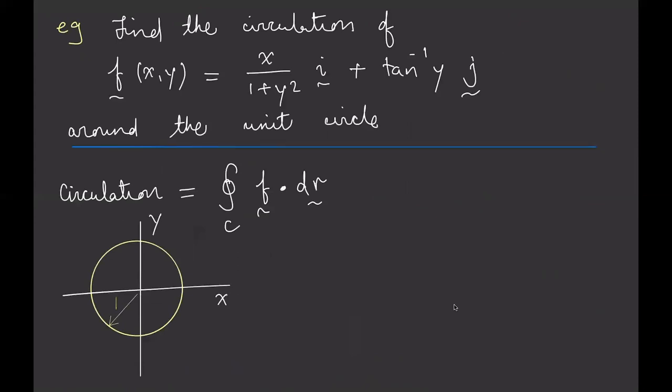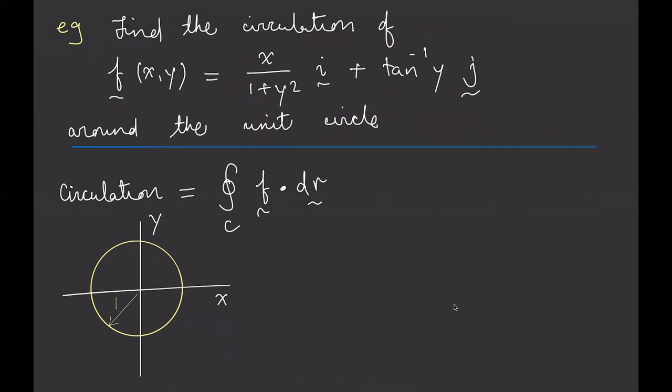So in this example, we are asked to find the circulation of a certain vector field. So the vector field is given to us. It's this thing over here, x over 1 plus y squared is the x component, and the arctangent of y is the y component of this, right? And you're asked to find the circulation of this around the unit circle.